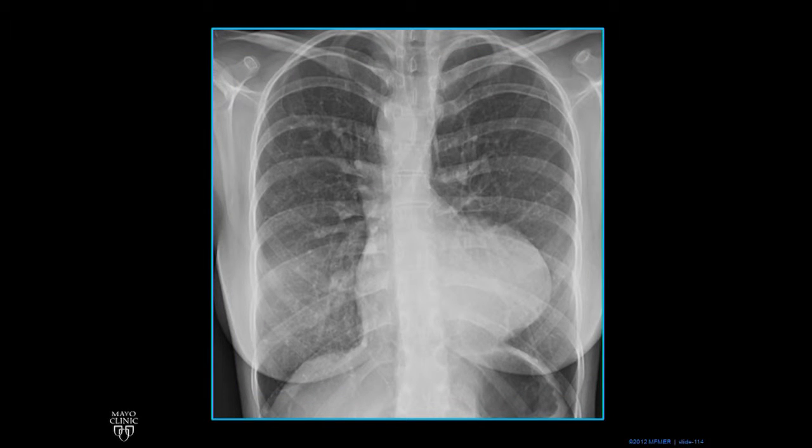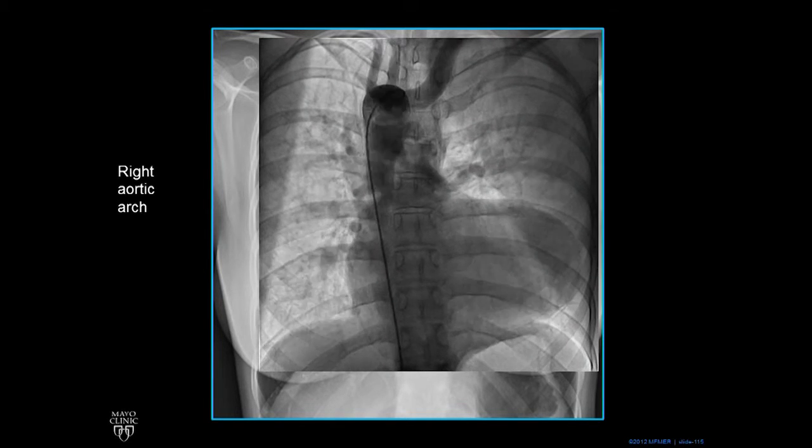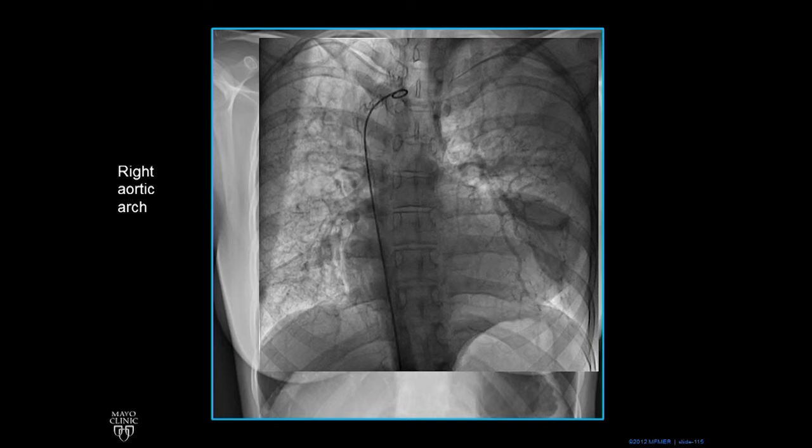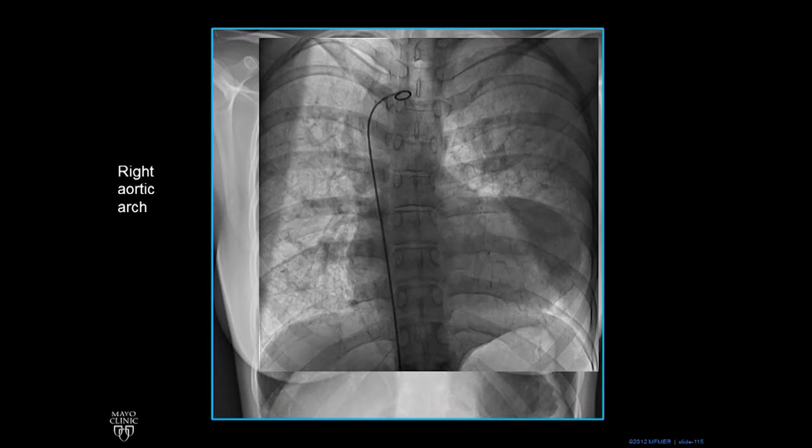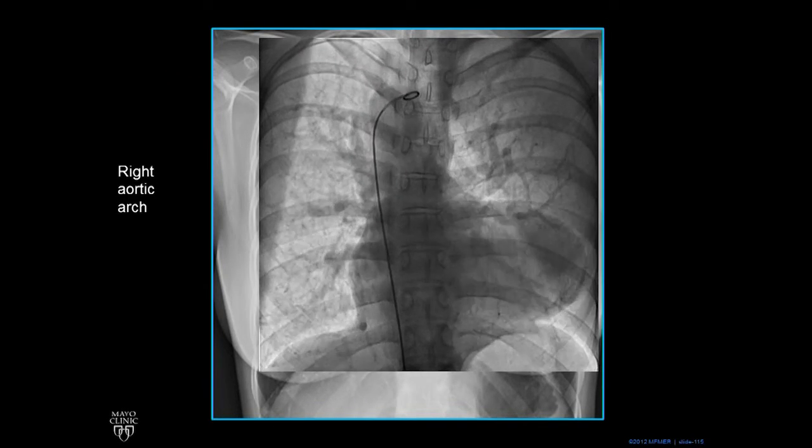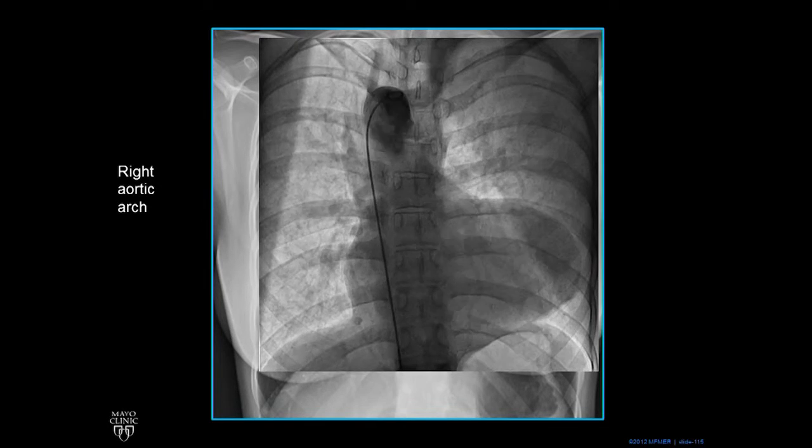Here's a new patient. If we look at the right side, we're missing our aortic arch bump. This person has an aortic arch on the right side, which is a congenital anomaly. You can see that it's deviating the trachea, which is the airway, to the patient's left. We overlay an angiogram. There's a catheter in the aortic arch, and you can see how that bump really is an abnormal aortic arch on the right. And there it is.